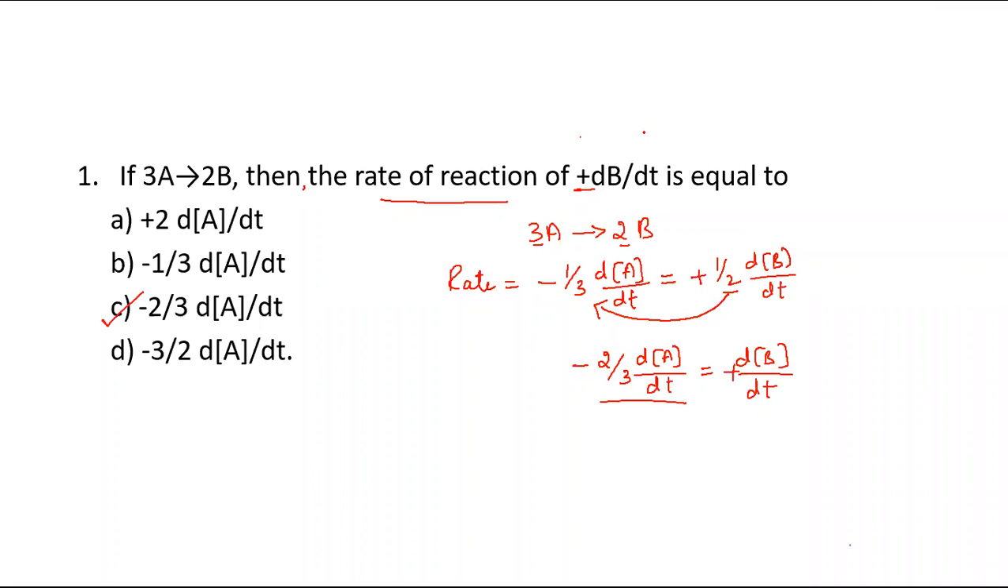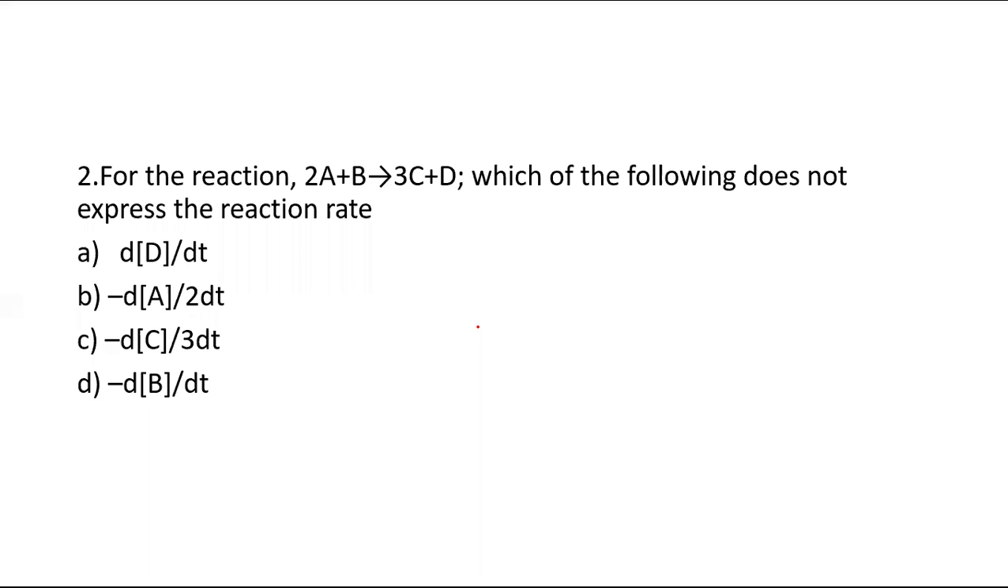Right. So our next question is, for the reaction 2A plus B gives rise to 3C plus D. This is our reaction. So better to write this separately, 3C plus D. Which of the following does not express the rate of the reaction, they have asked.